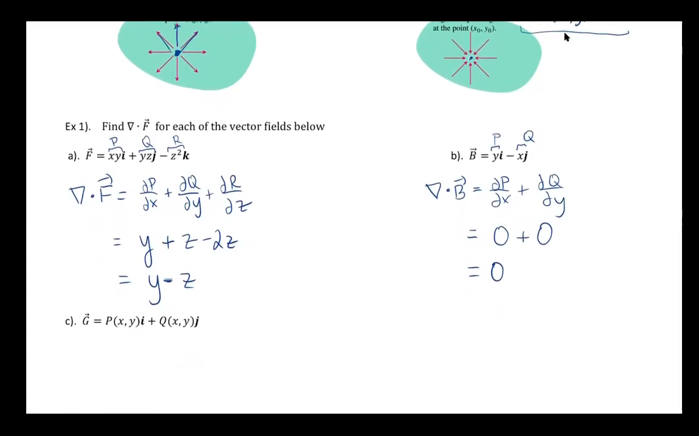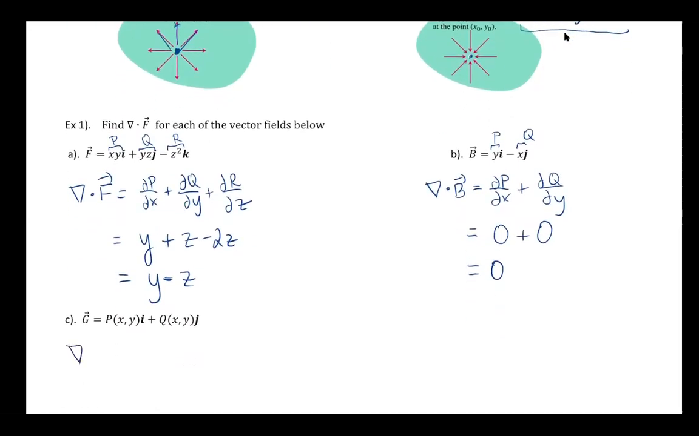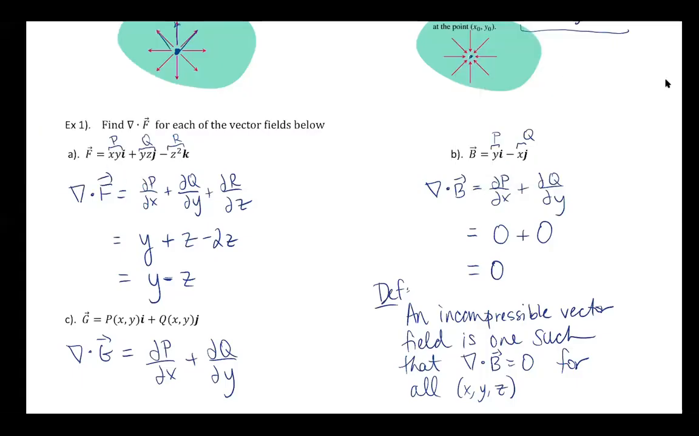And then lastly, we have generally the divergence of G here is just going to be the partial of P with respect to x plus the partial of Q with respect to y. Okay, so now let's go and see exactly why this is giving us a physical interpretation of whether a point is acting like a source or a sink. And just to actually write out what I said, we define it to be incompressible if the divergence is 0 everywhere.